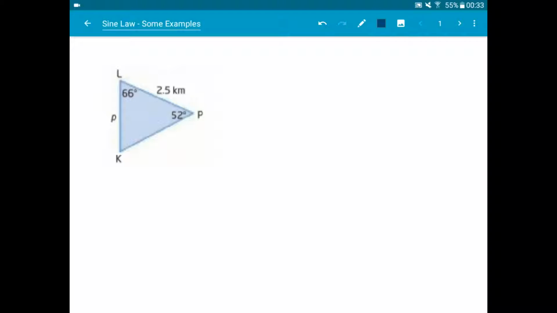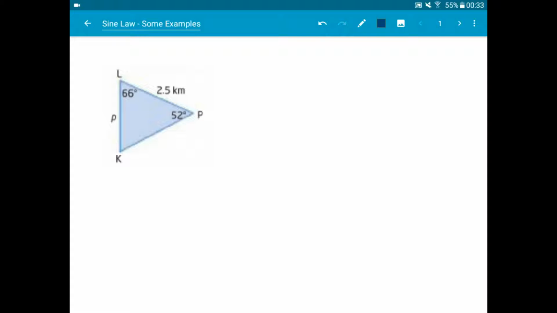Hello everyone and welcome to another video on how to use trigonometry. In this case we're just going to do a couple of examples of how to solve for missing sides and angles when we have to use sine law. It becomes more difficult once you're not sure which law to use, so that's something you're going to have to work on yourself with lots of practice and experience.